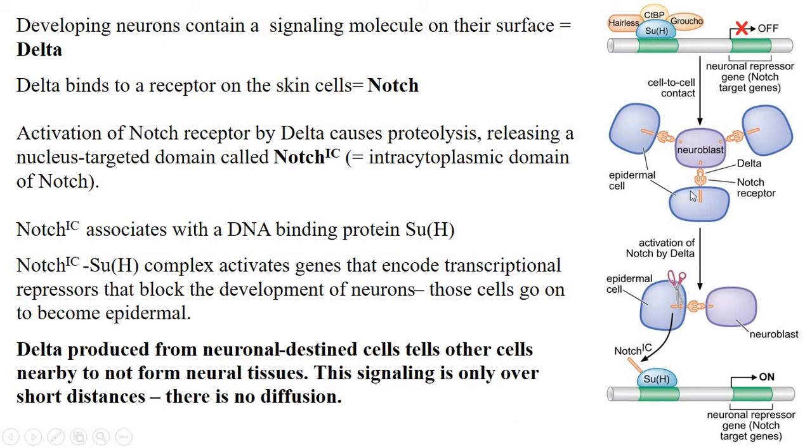So the Delta molecules are produced from neuronal destined cells. These tell the other cells around them to not become neural tissue. They say, oh, I am the one who is going to become the neural tissue. You guys, please don't become neural tissue. You stay as epidermis. So this is short distance signaling. There is no diffusion. This is because of these molecules that are on their cell surface. So these are cell-cell interactions. These cells are right next to each other, interacting by these different molecules on their surface.